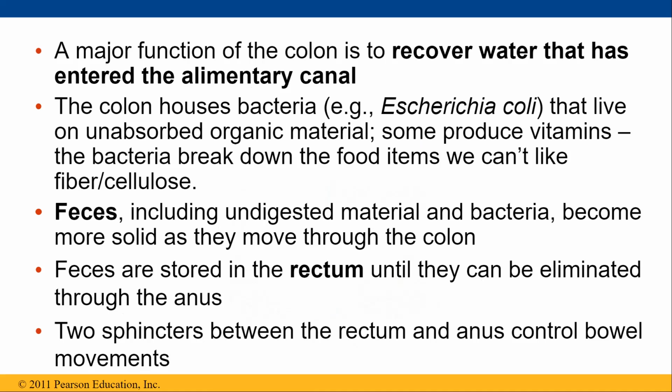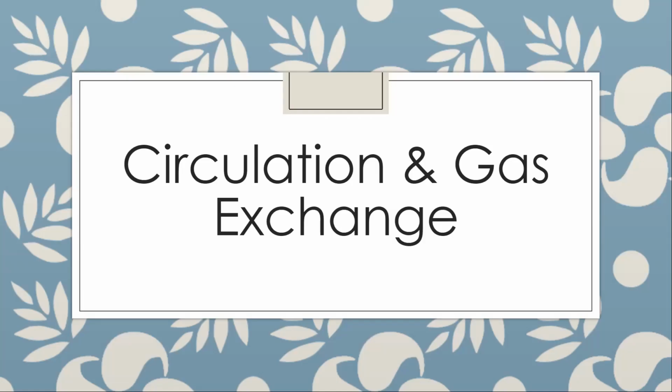Okay. So it's recovering of the water that's entered the alimentary canal. So that digestive system is a good example of surface area to volume ratio, but then we're also looking at molecules moving across the membrane into the cells that are lining the digestive system. So we're looking a little bit at active transport and facilitated diffusion there.